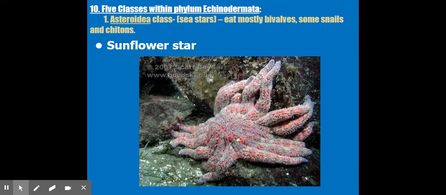echinoderms. So there's 5 classes. So we're in domain Eukarya, kingdom Animalia, phylum Echinodermata, and we branch them into 5 classes. So you have a table to fill out on these 5 classes.